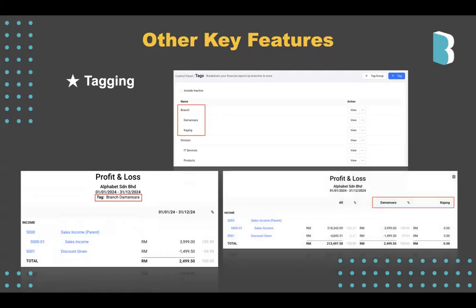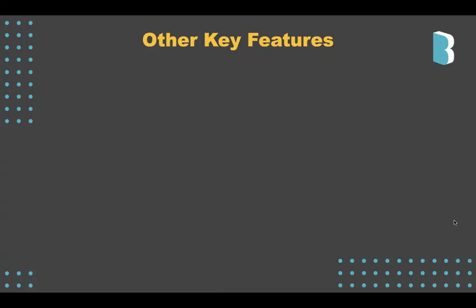So next, you can also do a comparison. Let's say I have Damansara and Kajang, right? So I can select to compare between both my branches. Okay, so the final one will be the recurring instruction.